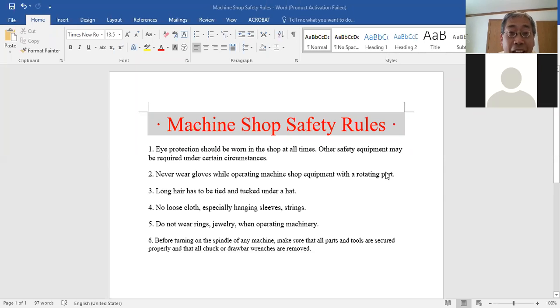Okay. And certainly in most workplaces, if you are dealing with machines, you will be required to wear steel-toed boots. We are not required here. And also clothes, you've got to wear clothes that are tightly fit. And the second one is this one here.